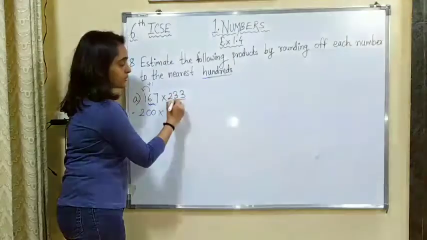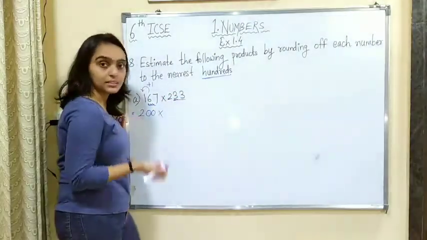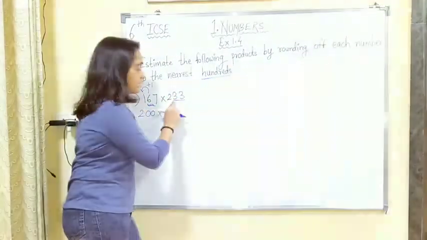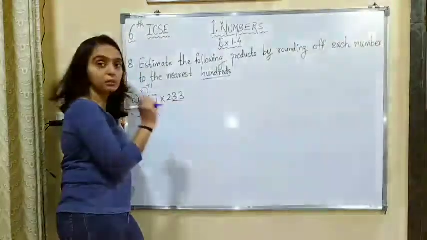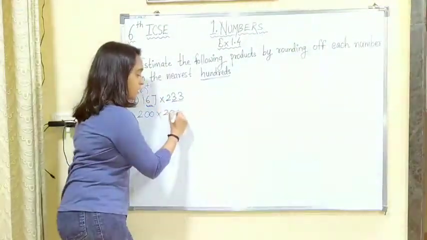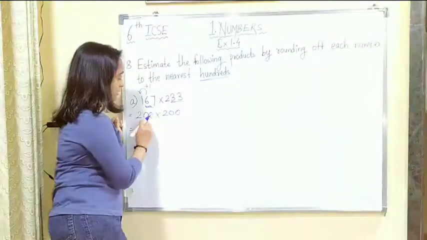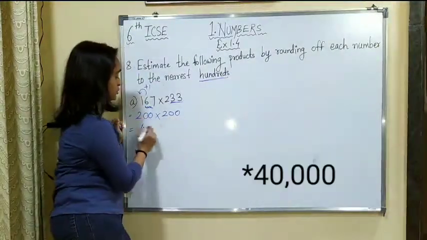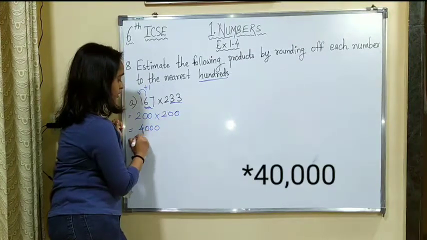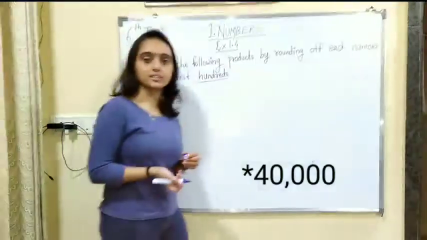Here 3 is there. So 3 is less than 5. So we will just replace the digit at the tens place and units place by 0. So it will be 200. Then 2 multiplied by 2 is 4. And then here 2 zeros, 2 zeros. That is 4000 will be your answer.